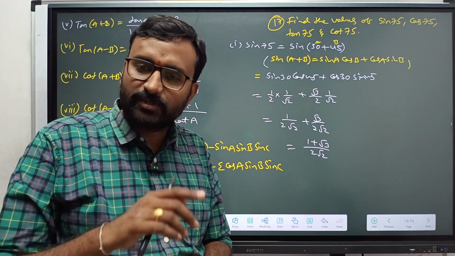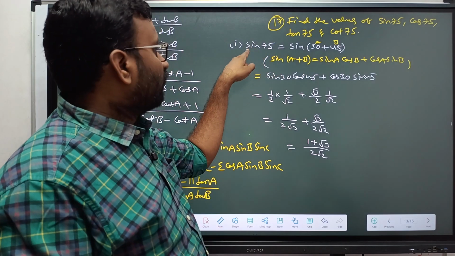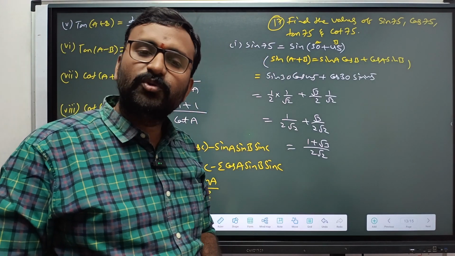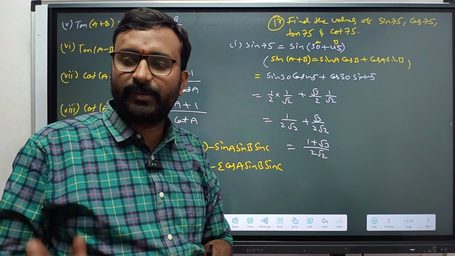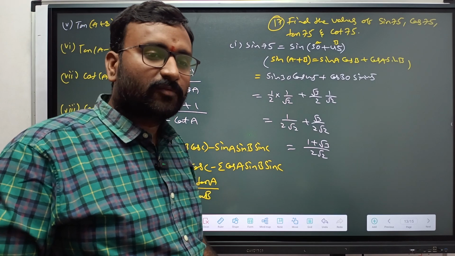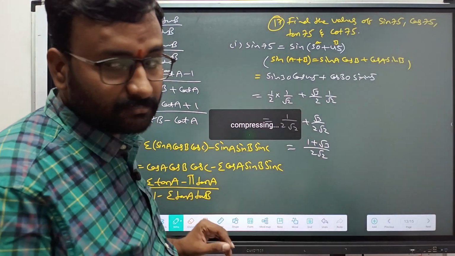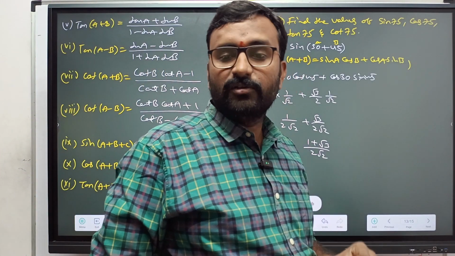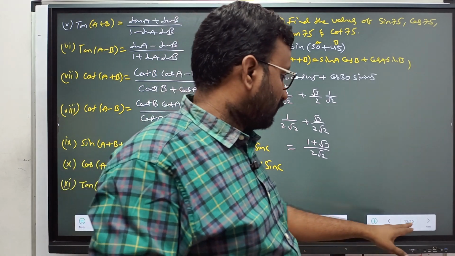When solving short answer, long answer or objective questions where you get sine 75, you directly write 1 plus root 3 by 2 root 2. You don't solve it again on the rough paper. That is a waste of time. For that, what you have to do is remember all the values first of all.